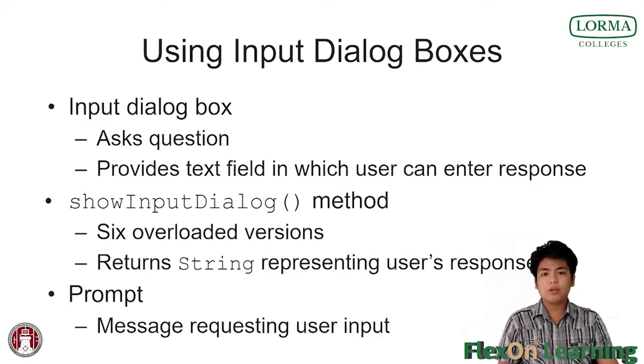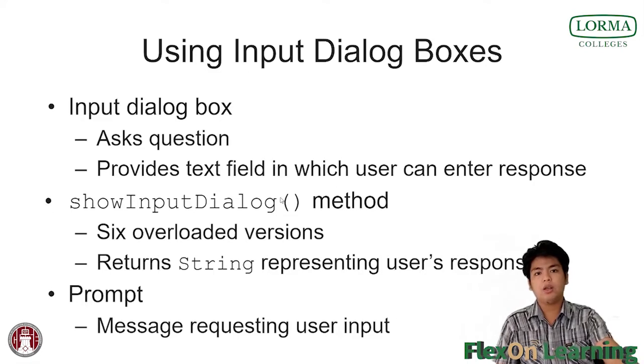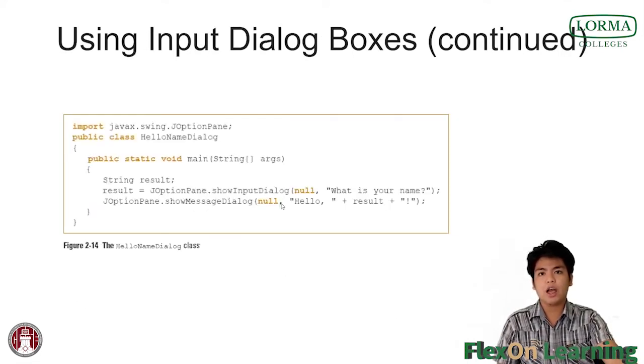So the method for our input dialog box would be showInputDialog. This method has 6 overloaded versions, and it always returns a string representing the user's response. Take note of that. Input dialog box always accepts or returns strings only. And the input dialog box prompts a message requesting user input. So an example of an input dialog box would be this one.